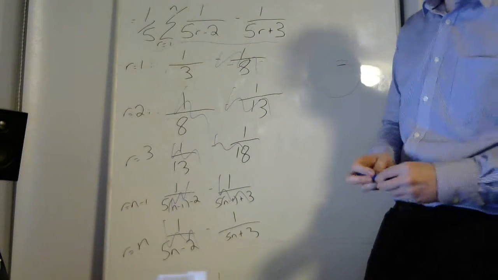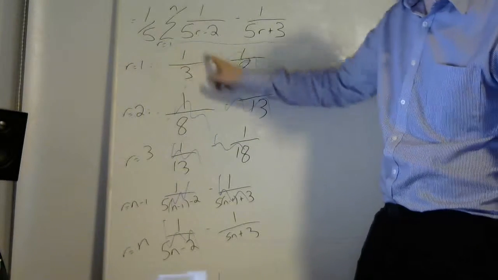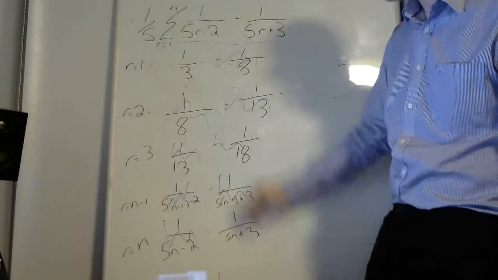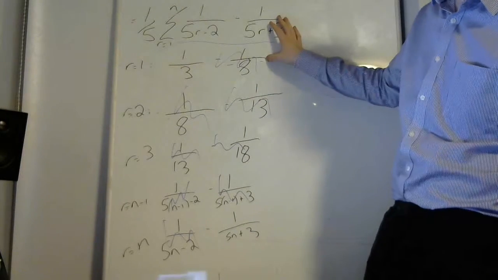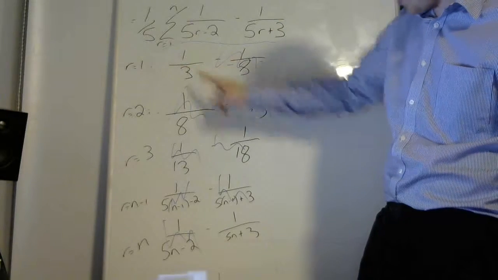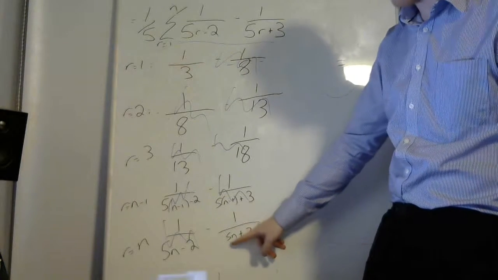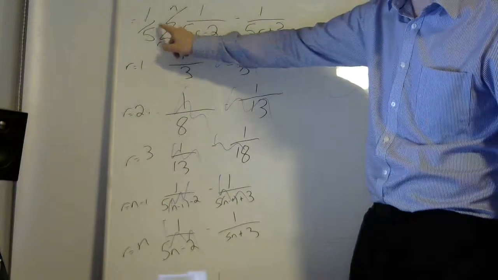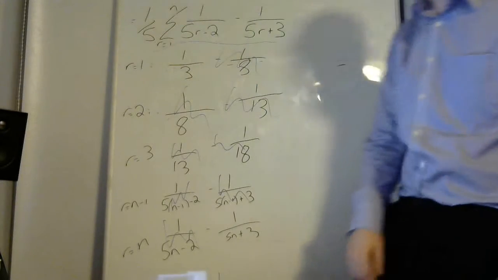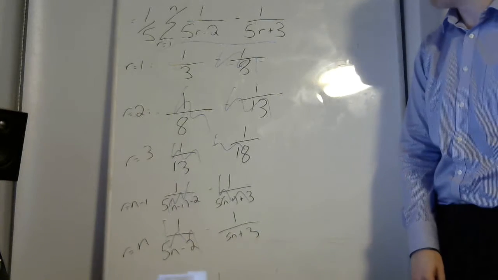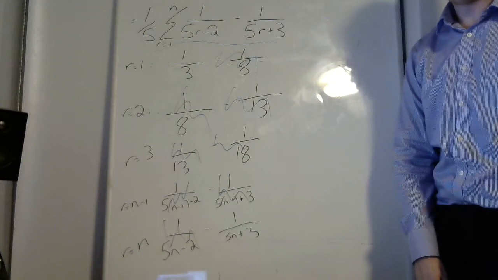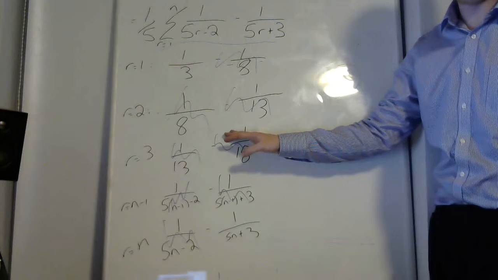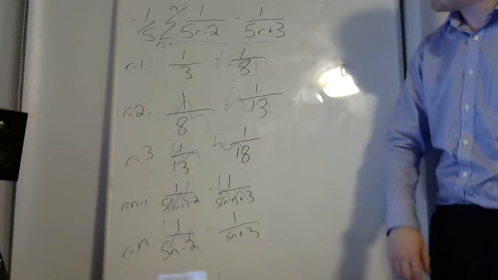So everything is cancelled out except for the very first part of my first term and the last part of my last term. So inside the summation will be a third take away 1 over 5n plus 3. But remember, I have to multiply it by that 1/5. Have to multiply that by the 1/5. So make sure you've got that written down because I'm going to rub it off now.